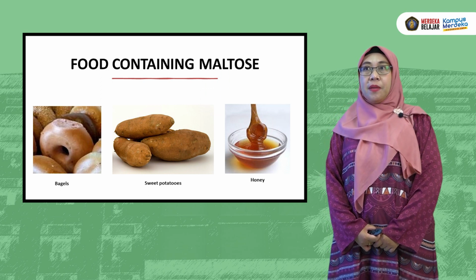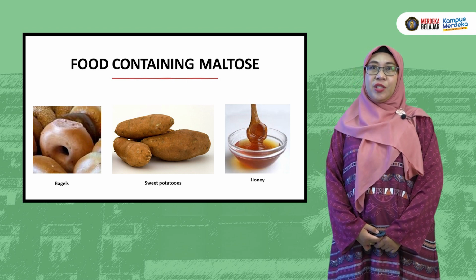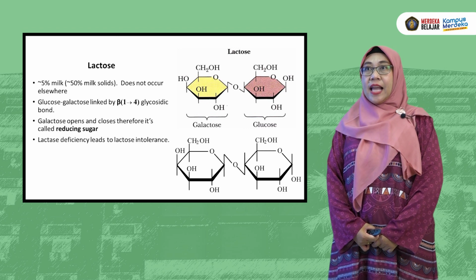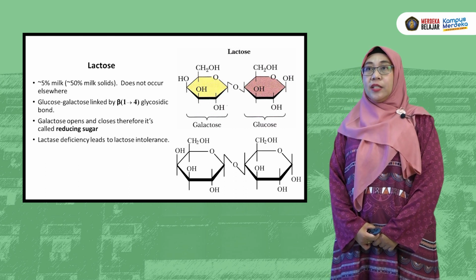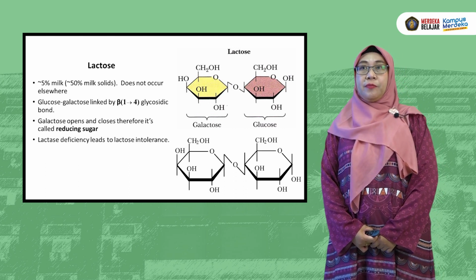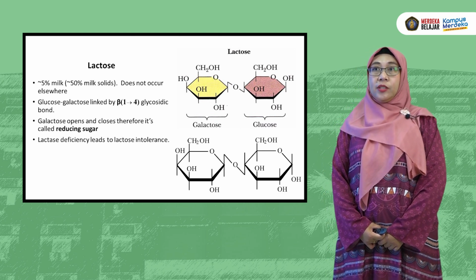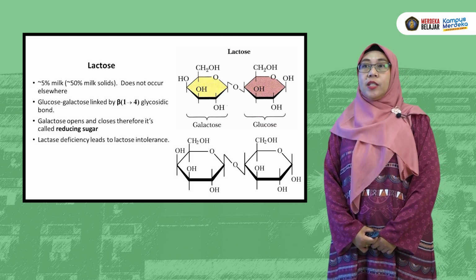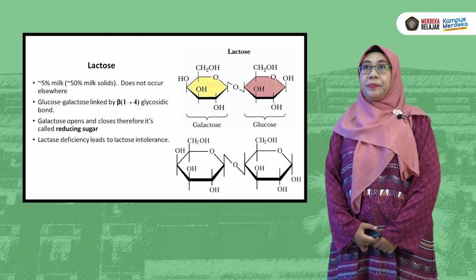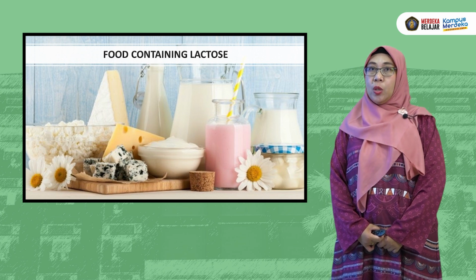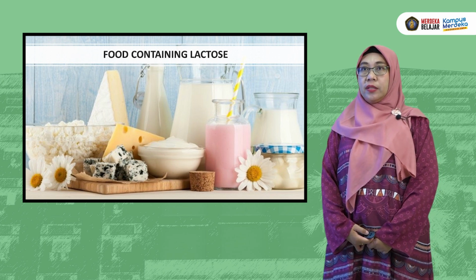These are foods containing maltose. They are bagels, sweet potatoes, and honey. They look delicious. The second disaccharide is lactose. About 5% of milk is lactose, or about 50% in solid milk. Lactose does not occur elsewhere. Glucose and galactose are linked by a beta-1,4 glycosidic bond. The galactose ring can open and close, therefore it's called a reducing sugar. Lactase deficiency leads to lactose intolerance. These are foods containing lactose. They are milk and products containing milk, including cheese and yogurt.